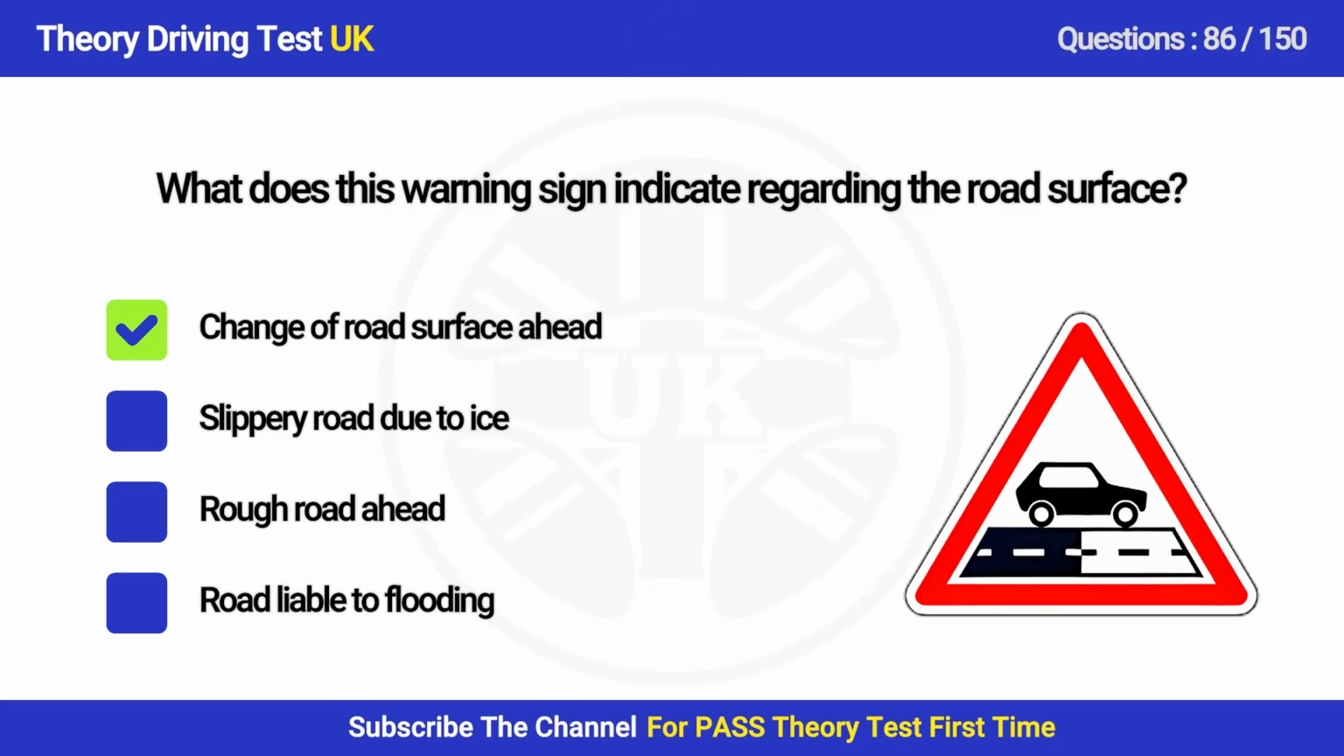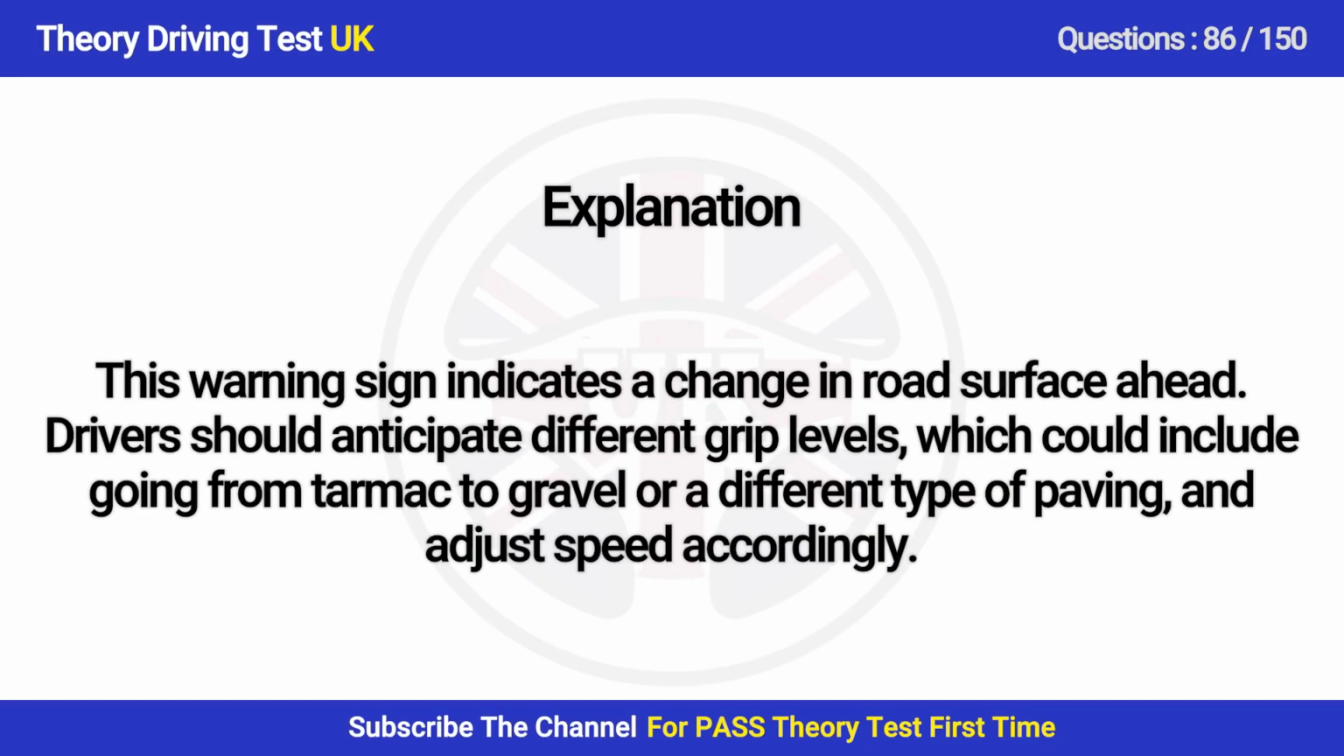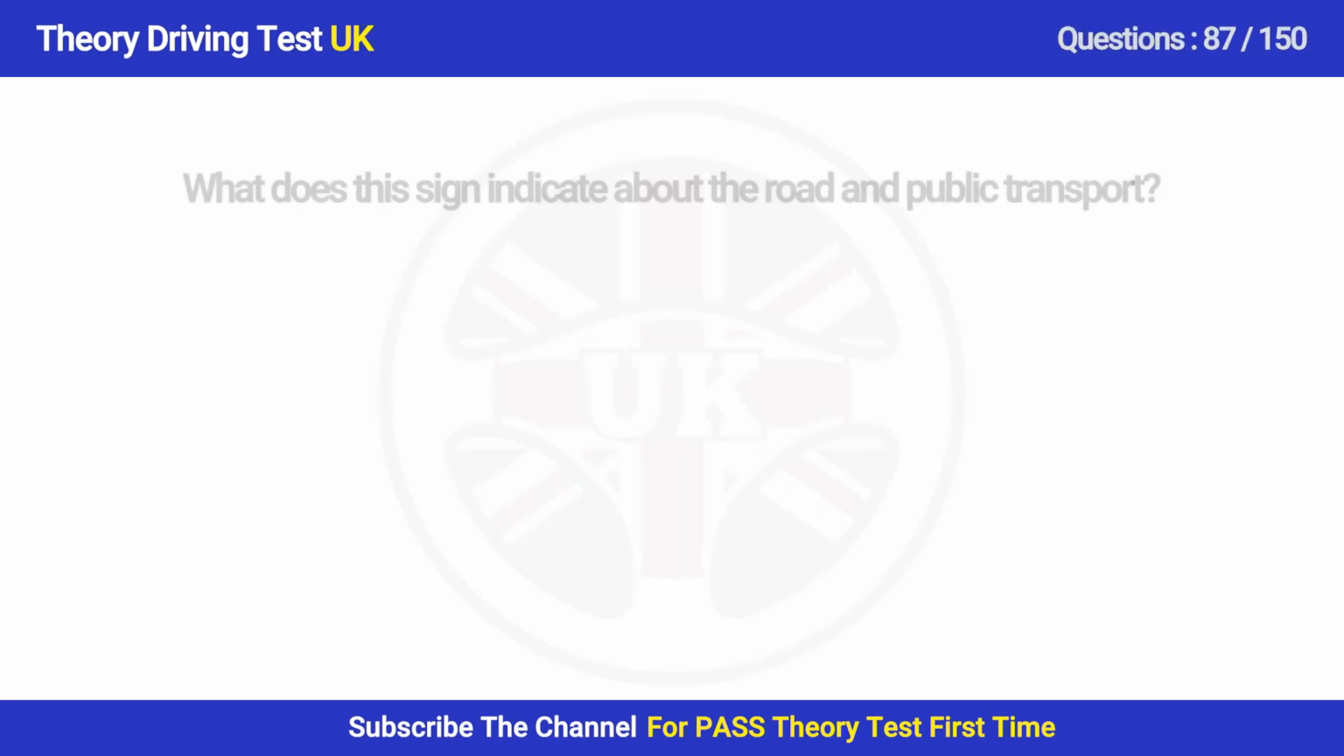Answer is A. Change of road surface ahead. This warning sign indicates a change in road surface ahead. Drivers should anticipate different grip levels, which could include going from tarmac to gravel or a different type of paving, and adjust speed accordingly.